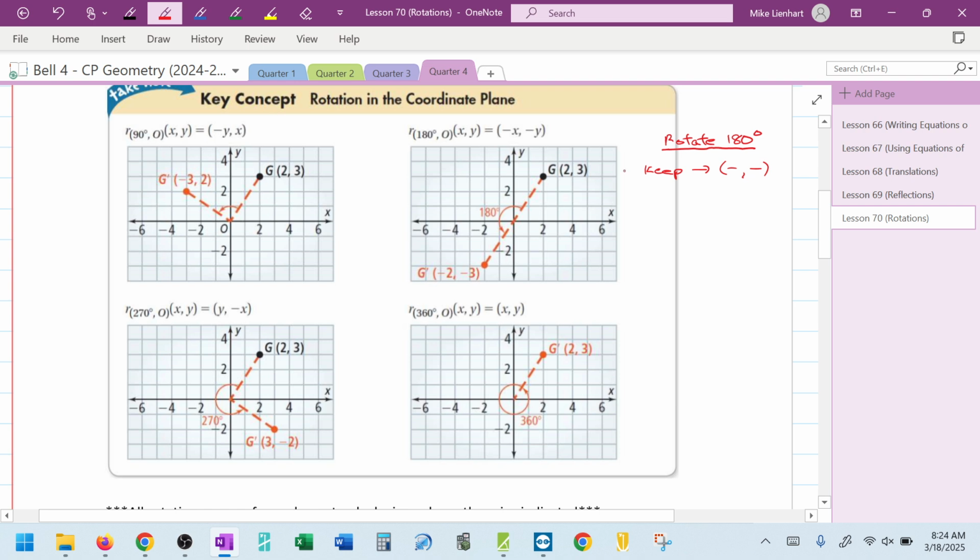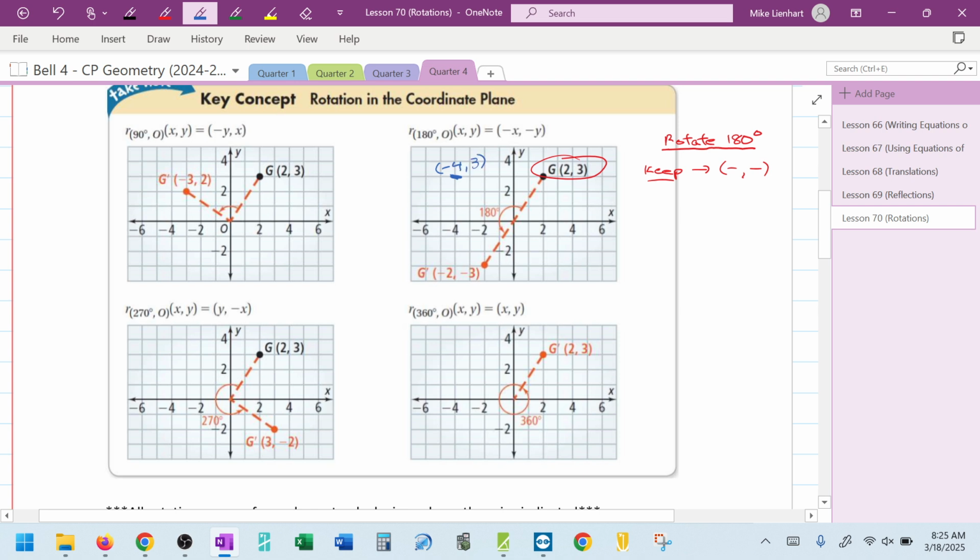If you look at the point G, that's a 2, 3, and they want me to rotate it 180 degrees. That means it's going to turn all the way down to the bottom here. If I look at the numbers, the 2 and the 3 don't change position. That's what keep means. And then the digits 2 and 3 become opposites: -2, -3.